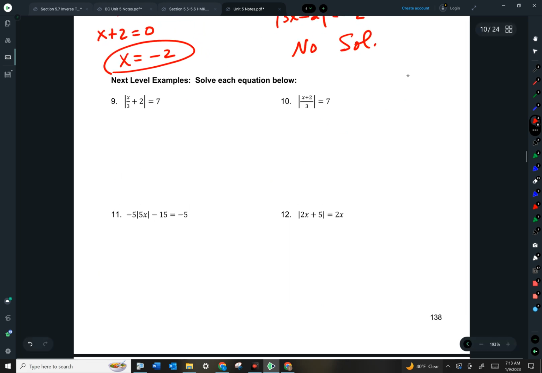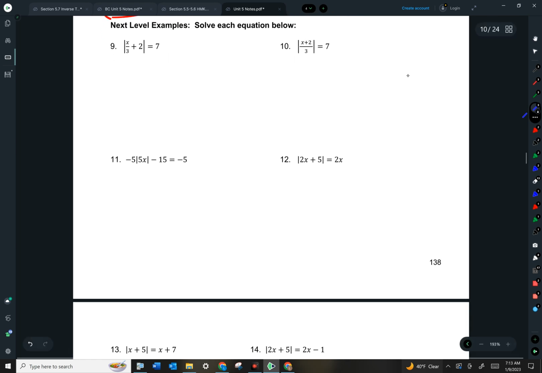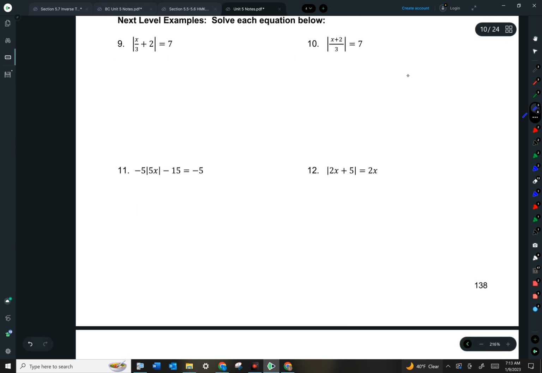One's where you have fractions, but I'm going to go ahead and show you on this video. So it's ugly because there's a fraction in it, but it's still just an absolute value problem. So I'm still going to follow the same pattern. The absolute value is by itself, so I'm going to write two equations. Either x over 3 plus 2 equals positive 7, or x over 3 plus 2 equals negative 7.